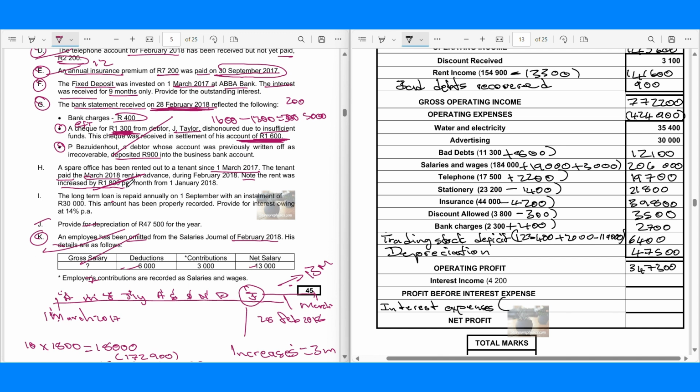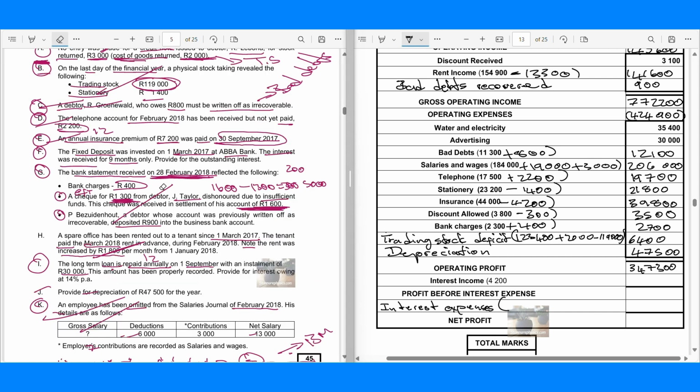So now let's check. We have a transaction for loan. They are saying a long-term loan is repaid annually, so 12 months, on 1 September with an installment of 3,000. This amount has been properly recorded, provide for interest owing 14% per annum. Okay, let's proceed. This is transaction F. They are saying a fixed deposit was invested on 1 March 2017 at Absa Bank. Interest was received for 9 months only, provide for outstanding interest.